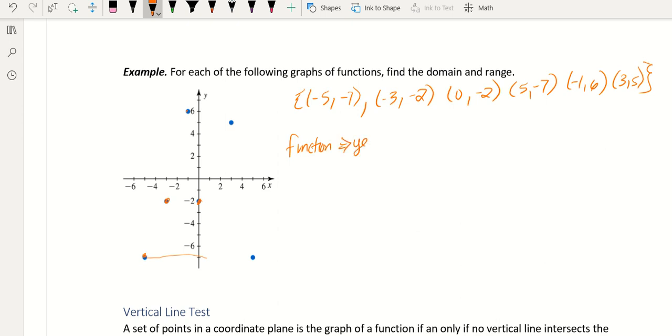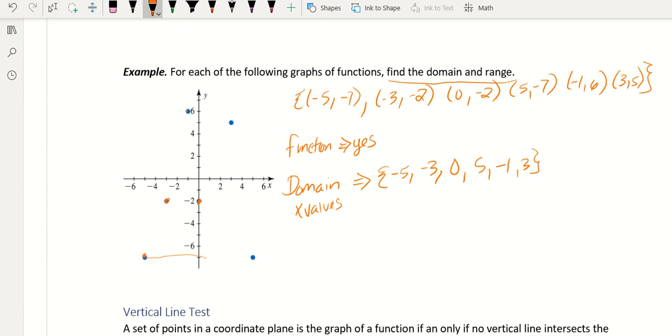The next part of our question says for us to find the domain and range. If you remember, I just said your domain is your input values, and your input values are your x values, right? So if I'm looking at my x values, I have -5, -3, 0, 5, -1, and 3. And that will be my domain. Your domain is all of your x values.